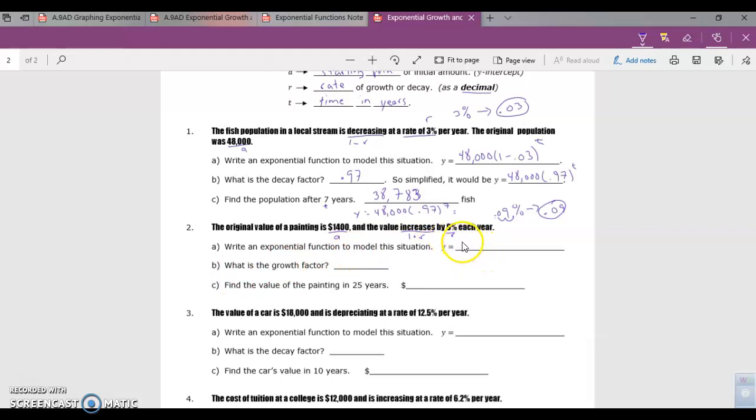All right, so our exponential equation then becomes 1,400 times 1 plus our r, which is 0.09. It's not 9, it's 0.09, raised to the t. So that means our growth factor, that's our 1 plus r, when you simplify it, is going to be 1.09. To find the value of our painting in 25 years, that means t is 25. We're just going to plug in 25 in place of the t.